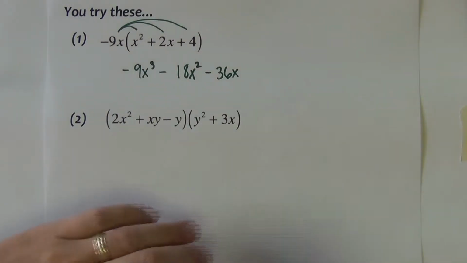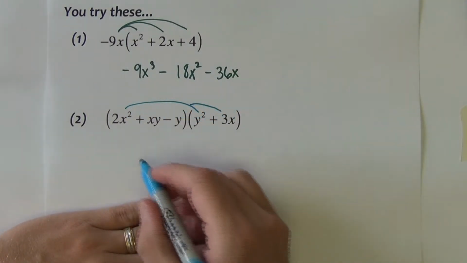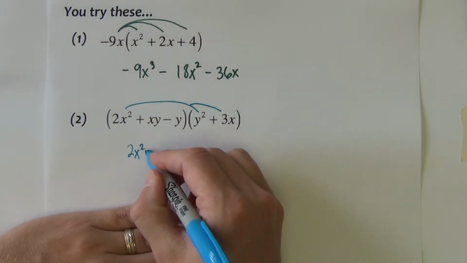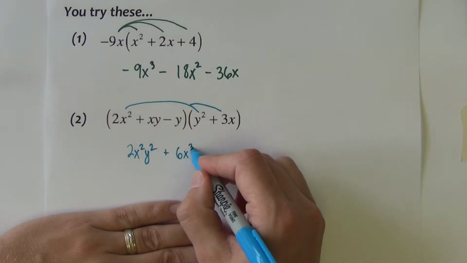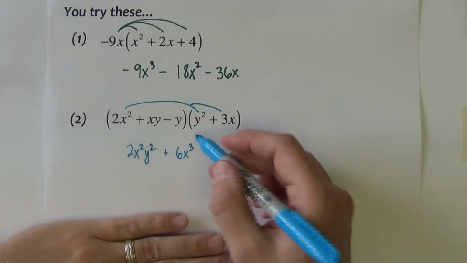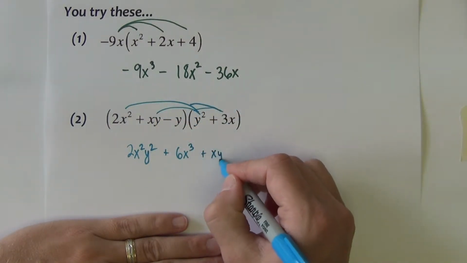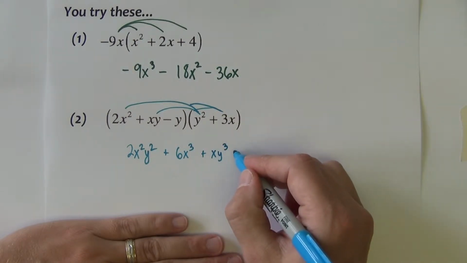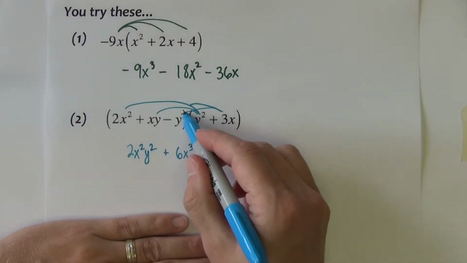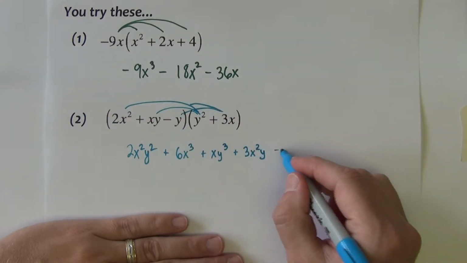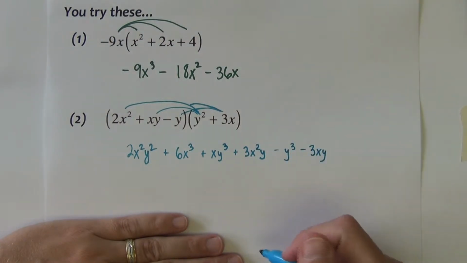The next problem, I'm going to distribute 2x squared to both of these, so that's 2x squared y squared plus 6x to the third. And then I will distribute the xy to both of these, so that's going to give me xy to the third plus 3x squared y. And then we'll distribute the negative y to each of these. Negative y to the third minus 3xy.